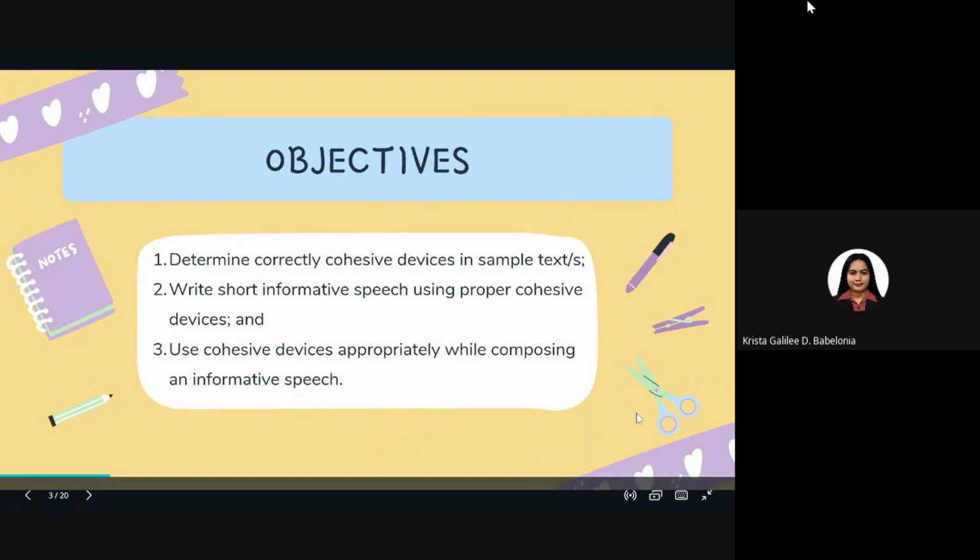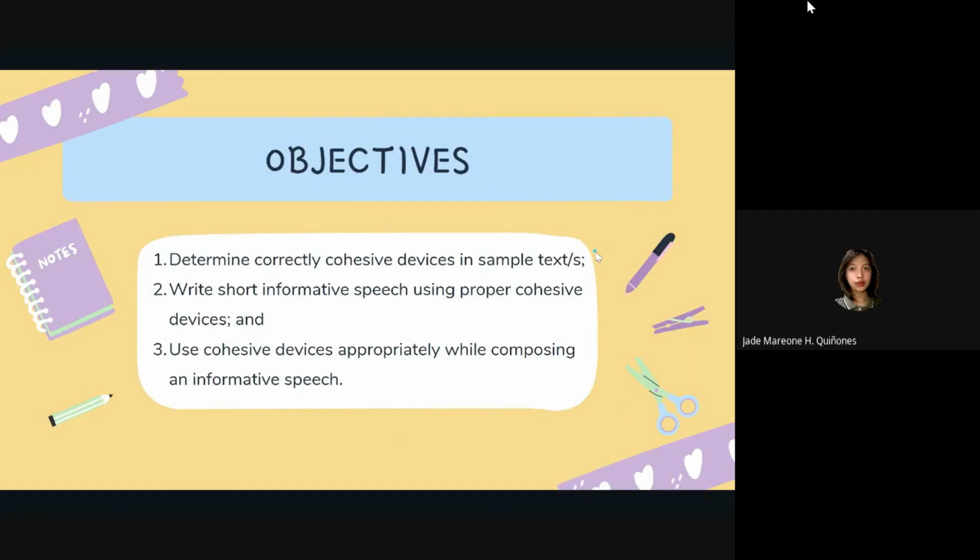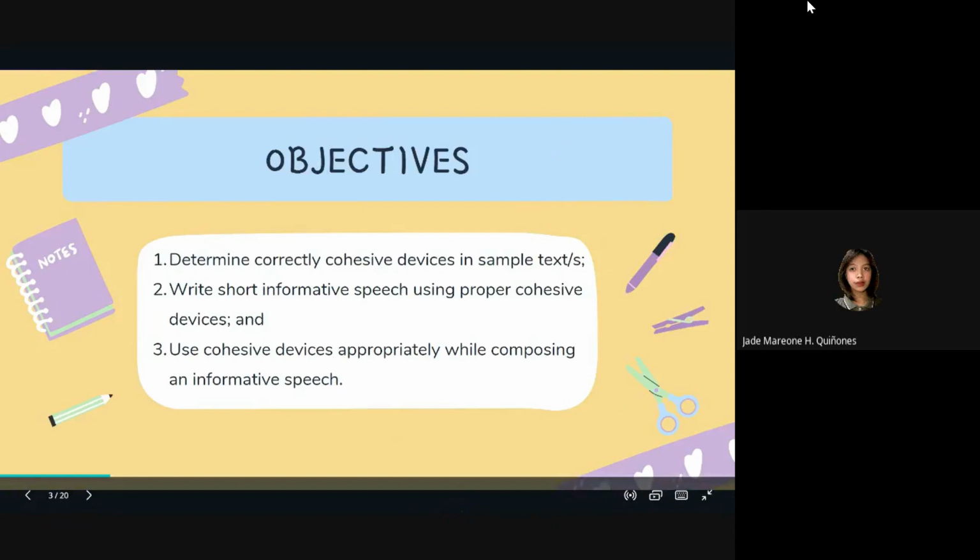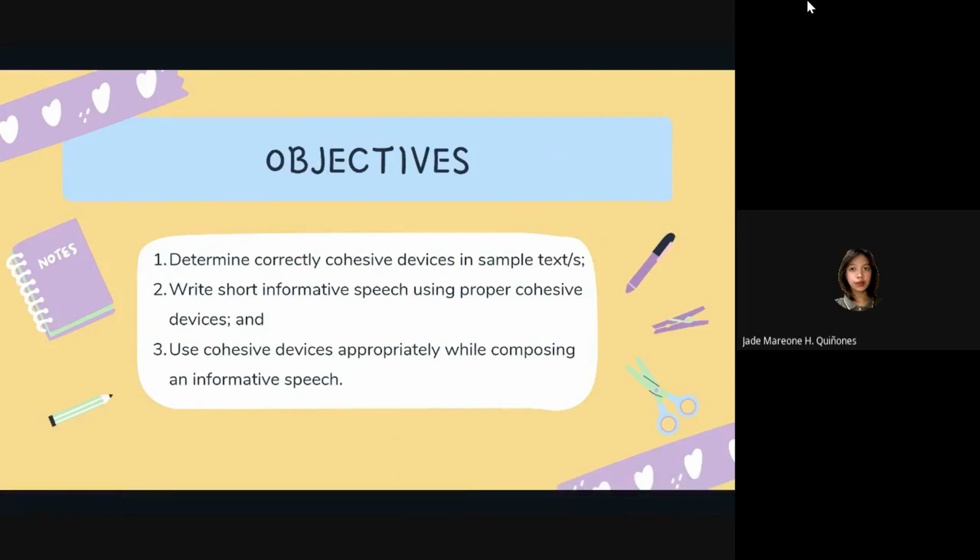Yes, Jade. Number 1, determine correctly cohesive devices in sample text. Number 2, write short informative speech using proper cohesive devices. And third, use cohesive devices appropriately while composing an informative speech. All right, thank you very much.